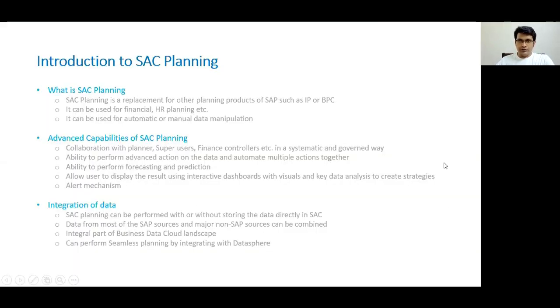So let's start with what is SAC planning. Currently SAC comes with three different licenses. One is for the analytics purpose, the two others are for planning purposes, one typically for the end user, and one is the planning professional license, which is for the developers who would actually do the modeling in the system.